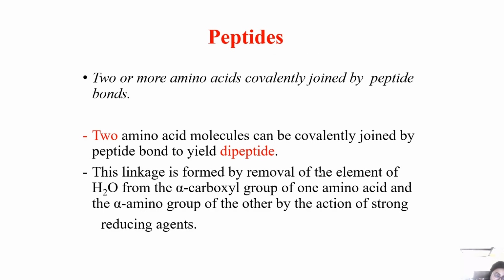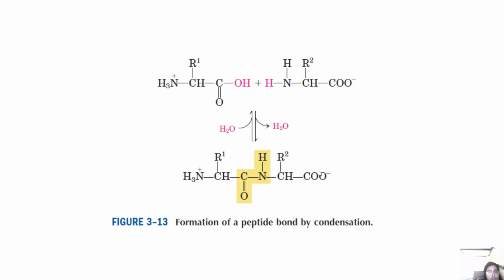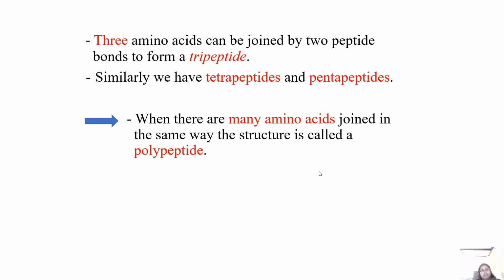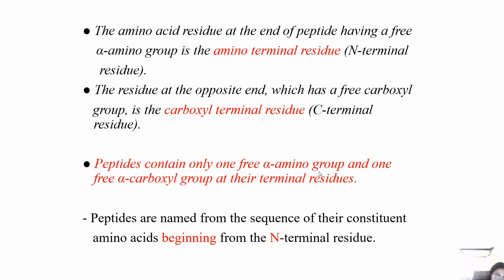Now we know about dipeptides or more amino acids covalently joined by peptide bonds. Two amino acid molecules can be covalently joined by a peptide bond to yield a dipeptide. This linkage is formed by removal of the elements of H2O from the alpha carboxyl group of one amino acid and the alpha amino group of the other by the action of strong reducing agents. Now, three amino acids can be joined by two peptide bonds to form a tripeptide. When there are many amino acids joined in the same way, the structure is called a polypeptide.